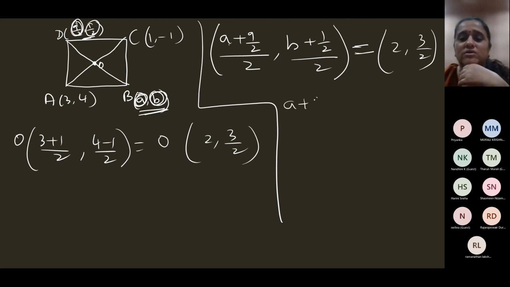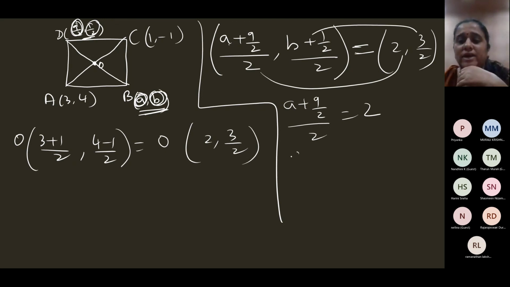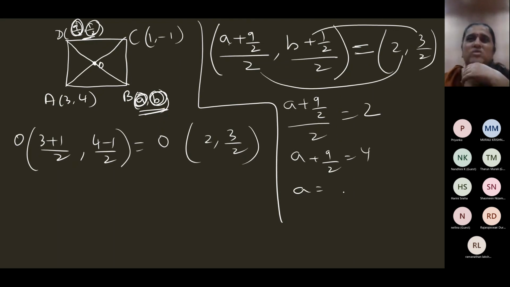So A plus 9 by 2 by 2 is equal to 2. This is equal to this. So when you work this, you get A plus 9 by 2 is equal to 4. So A is equal to 4 minus 9 by 2. 9 by 2 is 4.5. So 4 minus 9 by 2, meaning minus half. A is equal to minus half.